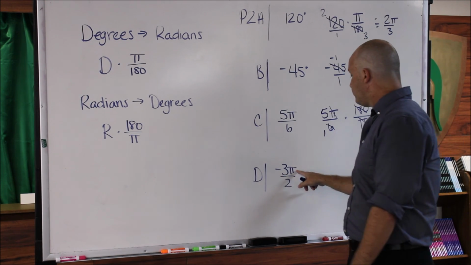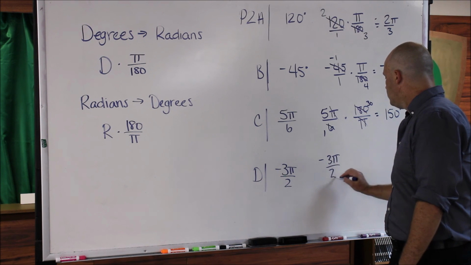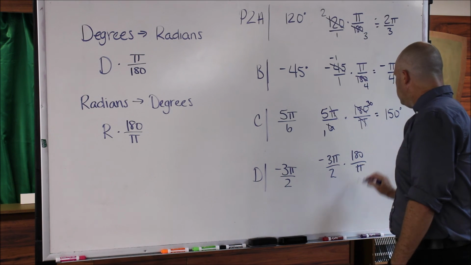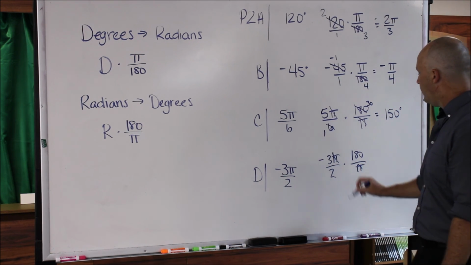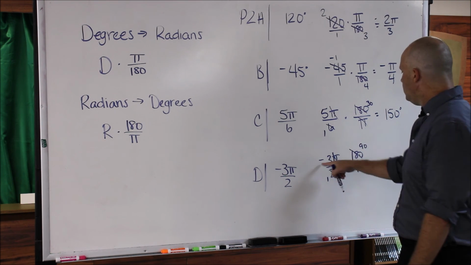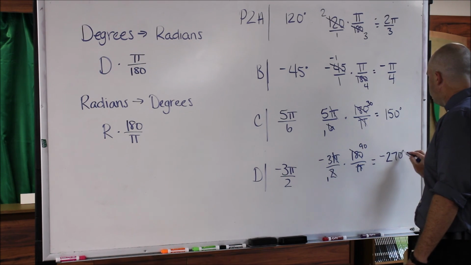Then the last one, negative 3 pi over 2. So negative 3 pi over 2 times 180 over pi. Again, the pi's are going to cancel out. The 2 and the 180 are going to reduce down to 1 and 90. And so we get negative 3 times 90 equals negative 270 degrees.